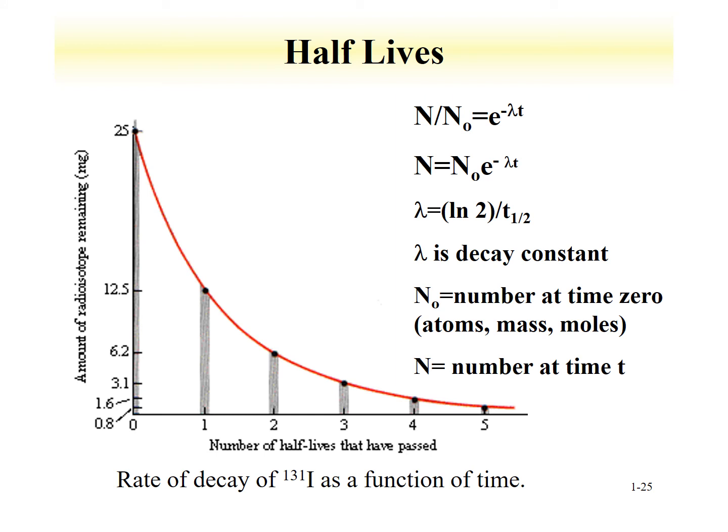Another term that we've described is the half-life. The half-life is the amount of time it takes for half of a radioactive material to disappear. So for instance, if one has some iodine-131 and you measured that it was 25 milligrams, how long would it take to go from 25 to 12.5 milligrams, to 6.2 milligrams, to 3.1 milligrams? Each one of these is cutting down by a half.